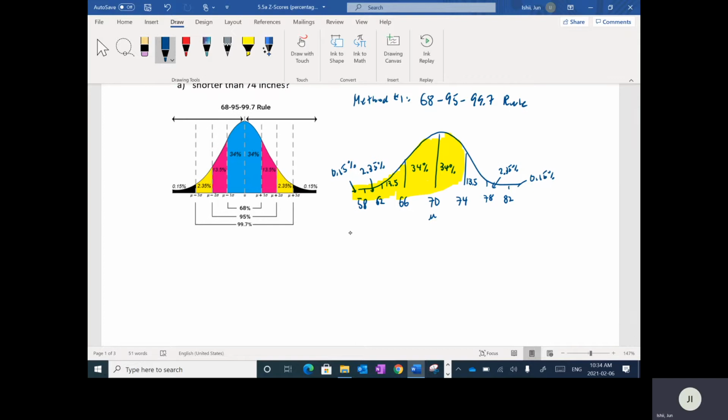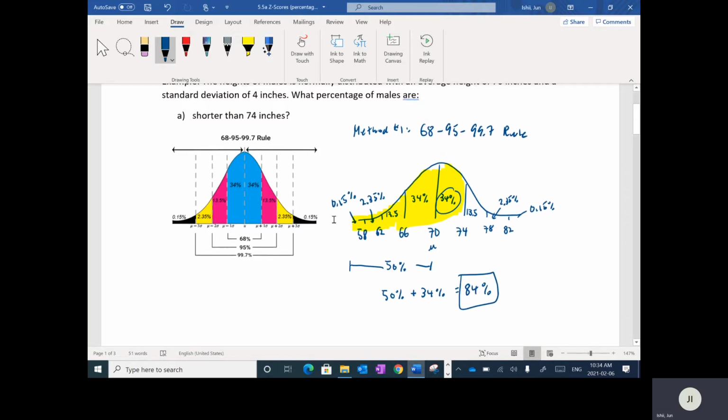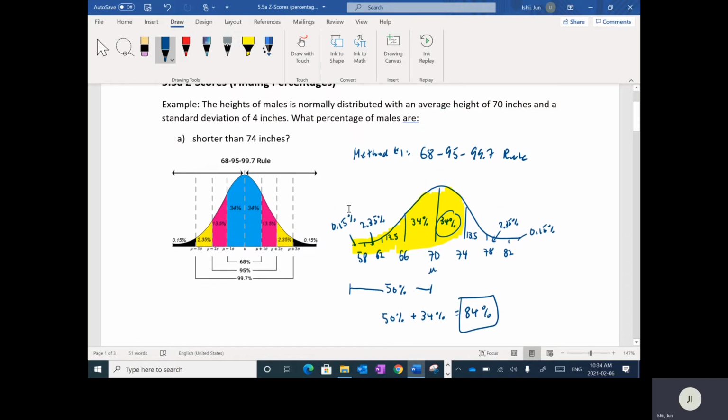another way is to realize that this is 50%, right? 50% of the population is less than the mean. So the answer in this case is going to be 50% plus the 34% on this side right here. So approximately it's going to be 84%. Okay, so this is the percentage of the population of males that are shorter than 74 inches.